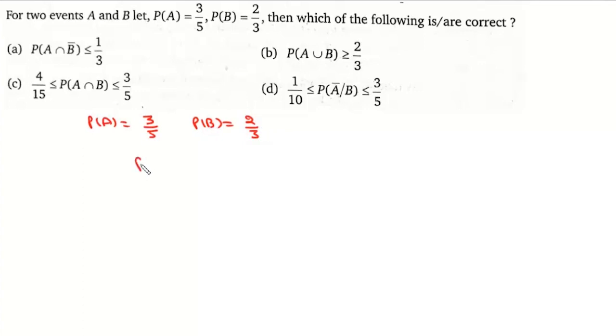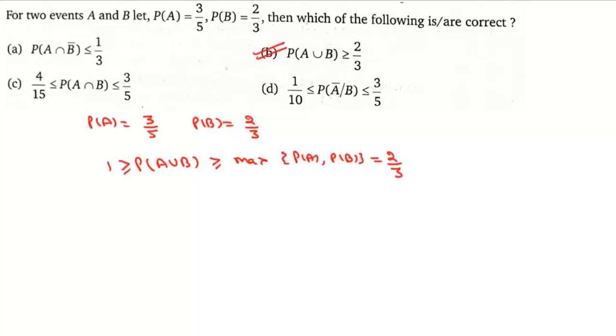Now we know that P(A union B) will be greater than or equal to the maximum of P(A) and P(B) because it is a superset, which in this case is 2 by 3. That means the probability of A union B will always be greater than or equal to 2 by 3. Now we also know that any probability is always less than or equal to 1. So this value will always lie between 2 by 3 and 1.